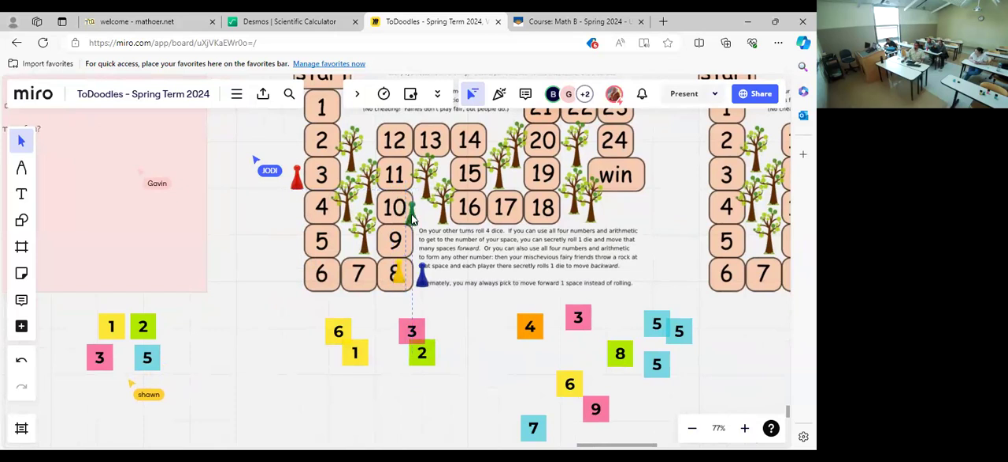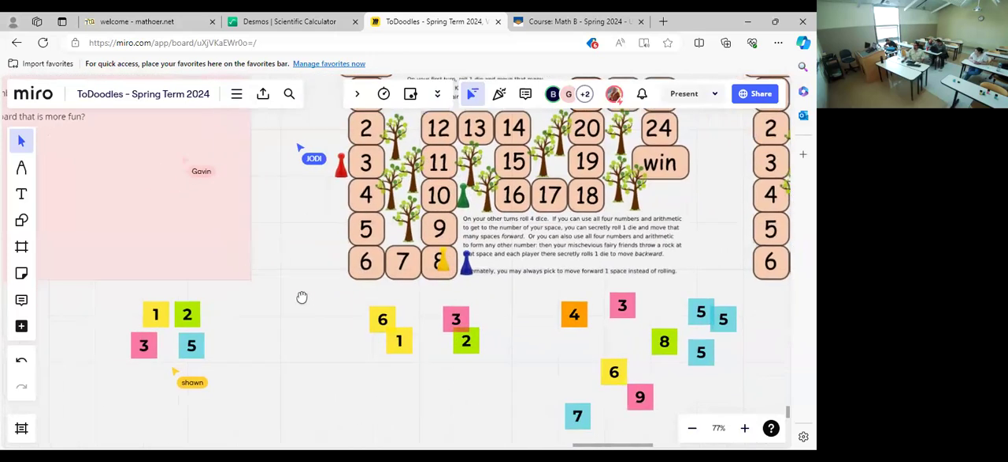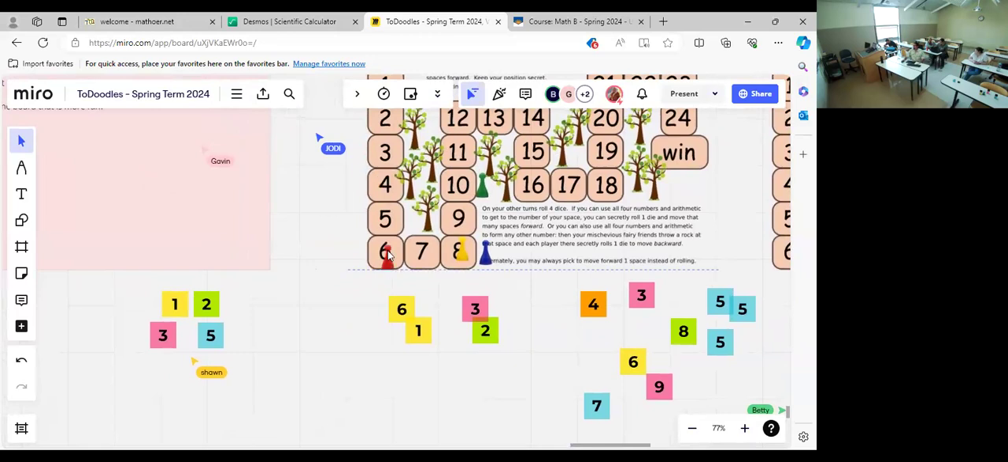Now you're secretly rolling a die, and you're going to be somewhere between 11 and 16. Okay, all right, I'll roll that one secretly. Okay, and back to Gavin. He's somewhere more than 3. Do you want to tell us what number you're on? I'm on 9 right now. You're on 9, so you rolled well. You got a 6. Okay.